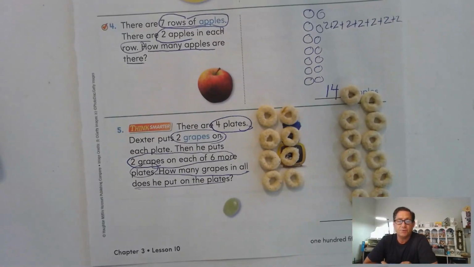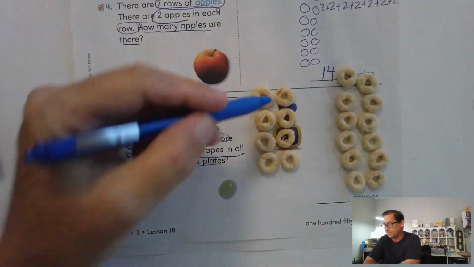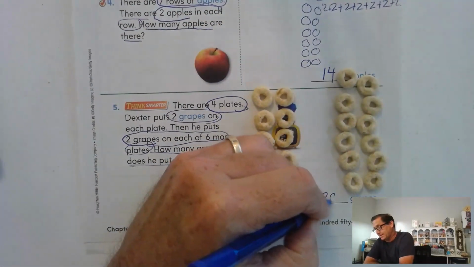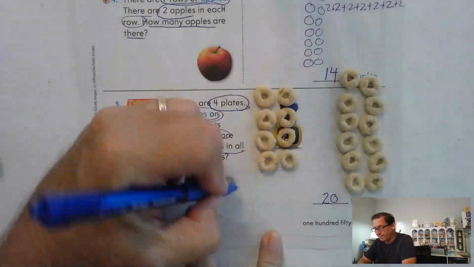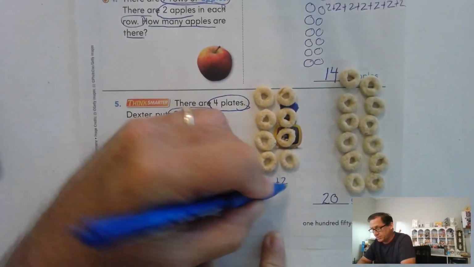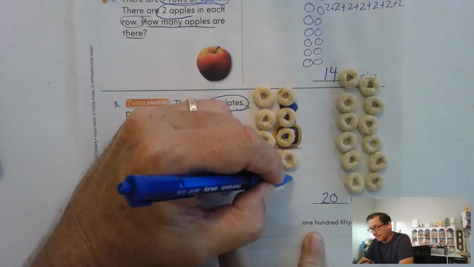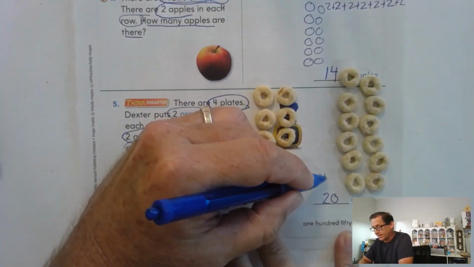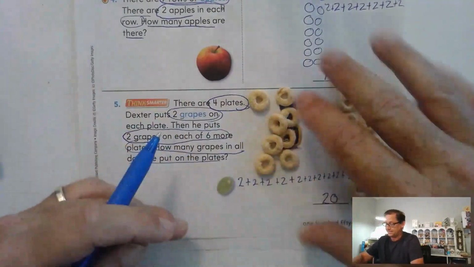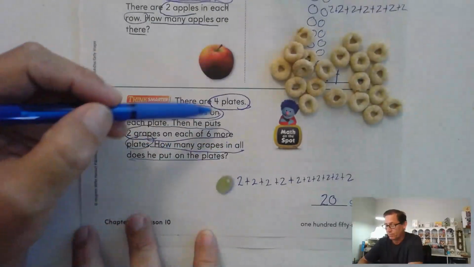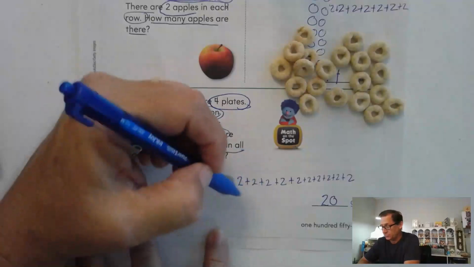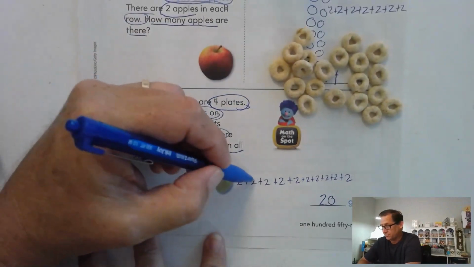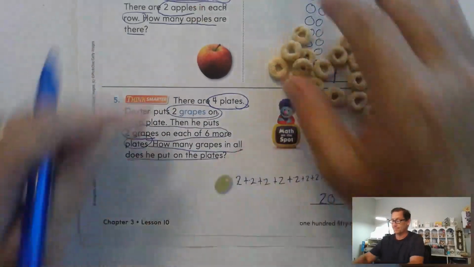So how many grapes does he put in all? Well, I can count by twos, 2, 4, 6, 8, 10, 12, 14, 16, 18, 20. He's using 20 grapes. So what is the math problem? Well, we have 2 plus 2 plus 2 plus 2 plus 1, 2, 3, 4, 5, 6 more. So we had 10 twos this time. 4 plates of 2 and 6 plates of 2. So 10 plates. And 10 sets of 2 is 20. Okay.